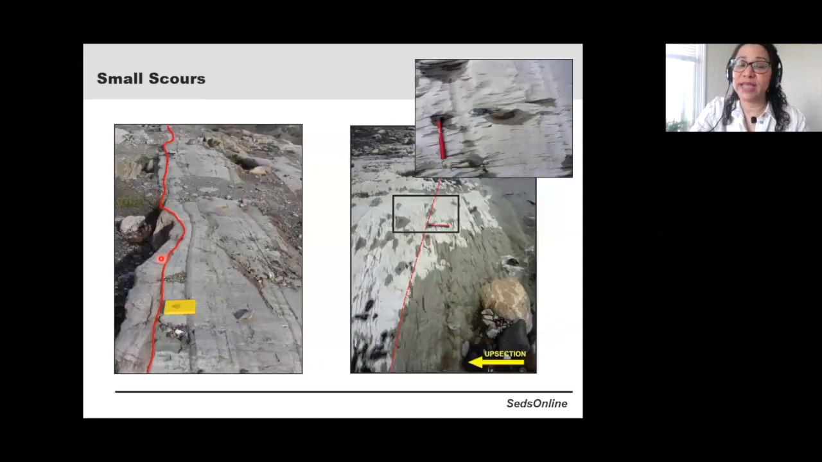Locally, we find scours that have a very spoon-shaped geometry, or there are scours that are actually filled with mud. So one thing that I always want to mention is that sometimes, even though we see that the majority of the scours were filled with sand, sometimes you are also going to find other types of facies.